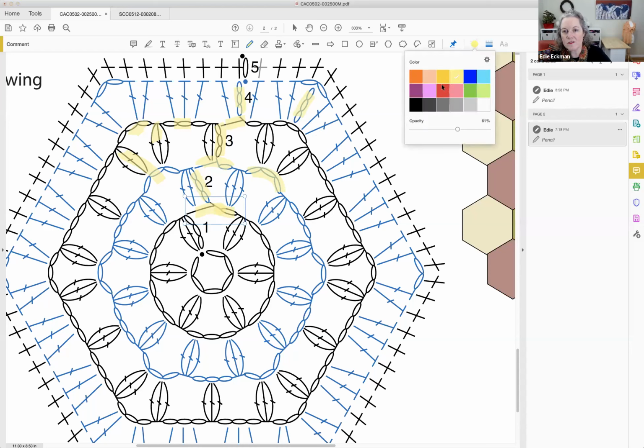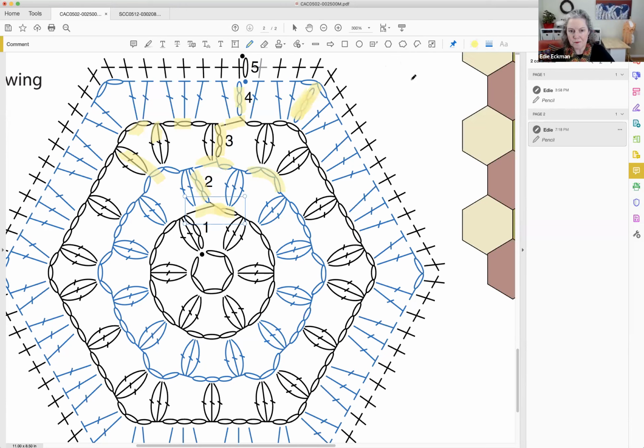Let me see if I can just make it. Whoops, that's going to make them all black. I don't want to do that. But of course I don't know how to undo it. So we're going to ignore this one right here. Okay, we don't want that there at all. So ignore that chain 3. We're just going to be working here.